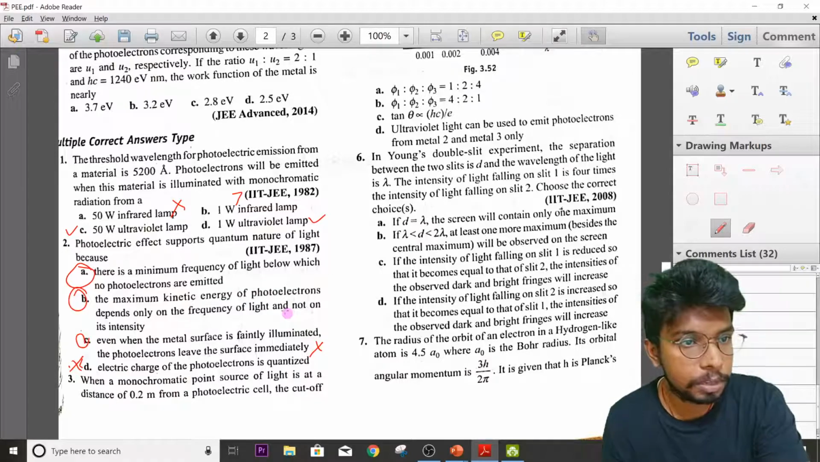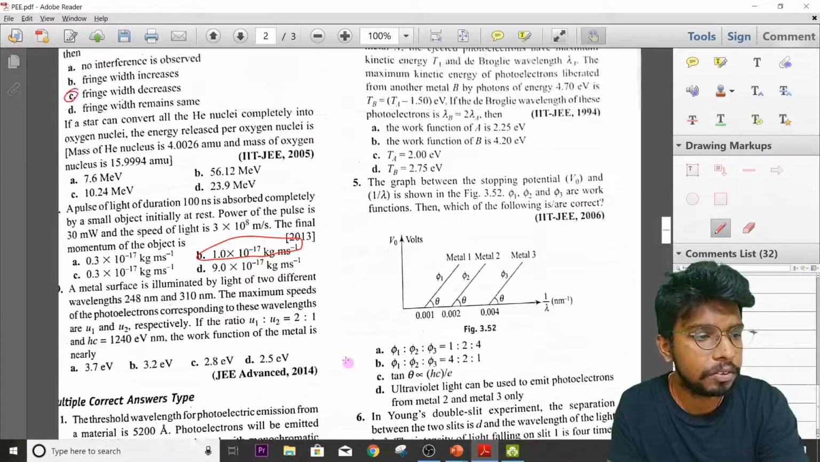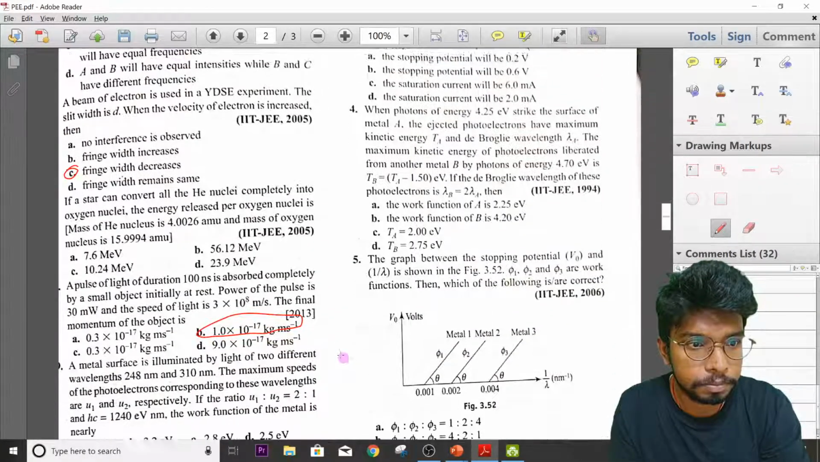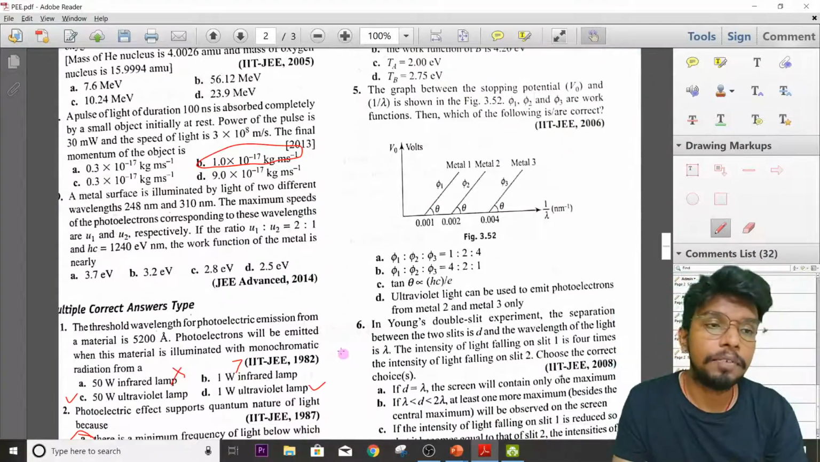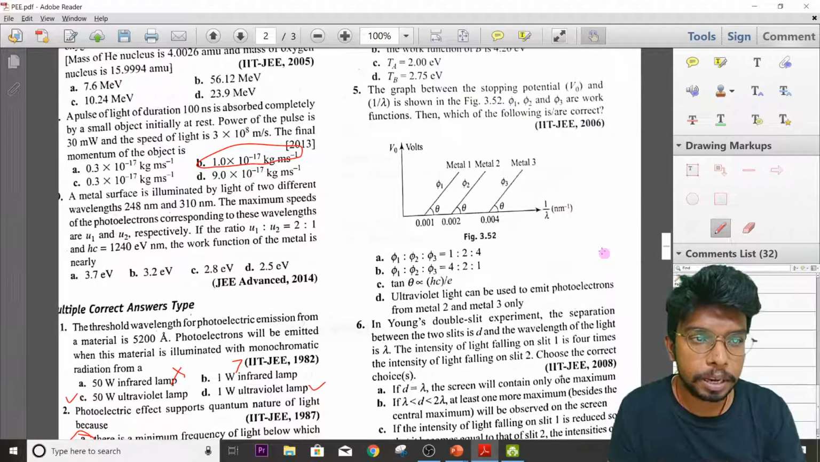Anyway, I'm taking all the questions, just skip some of them. Try a couple of questions by yourself. I should take this graphical one. The graph between the stopping potential V0 and 1 by lambda is shown.